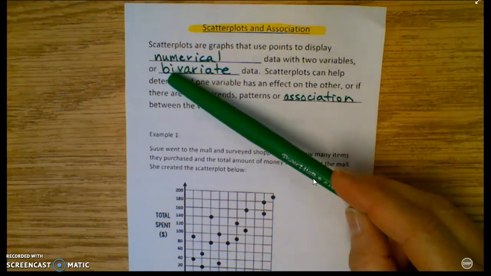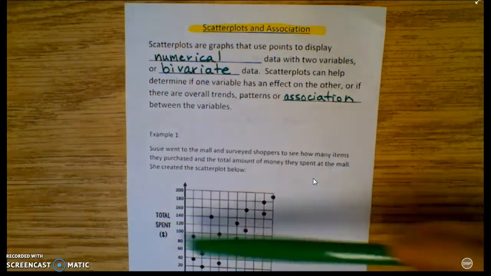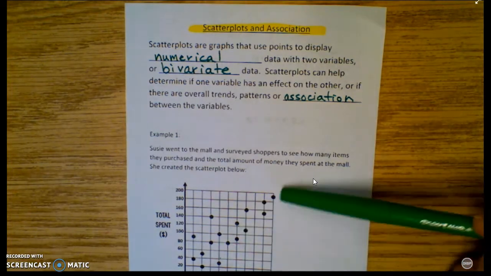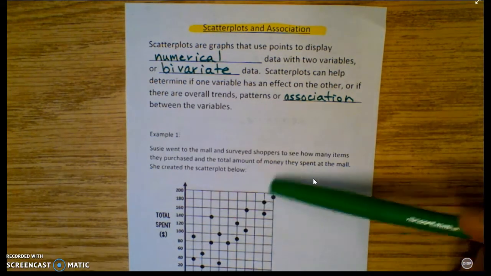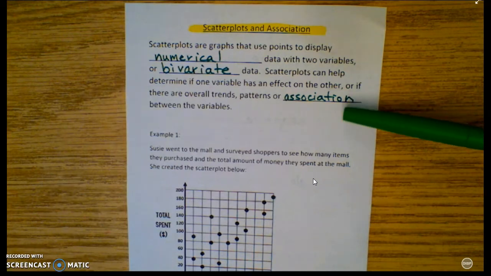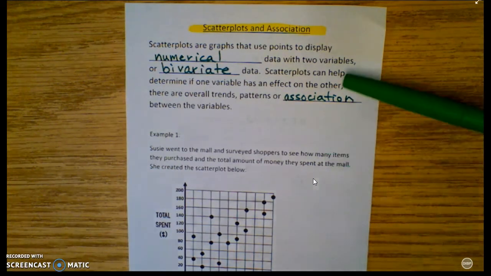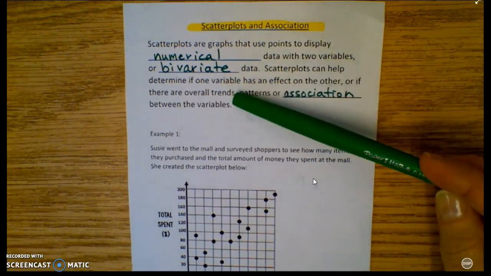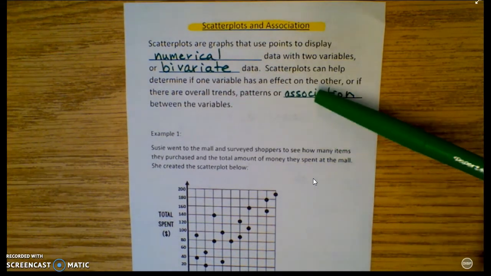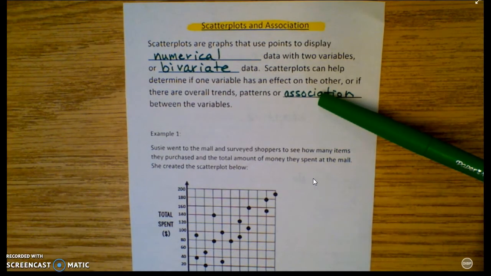The bi is the prefix that means two different variables that we're looking at, the data or the relationship or the association between them. We can sometimes tell if one variable has an effect on the other, and we can pay attention to trends, patterns, or again the association between the variables.